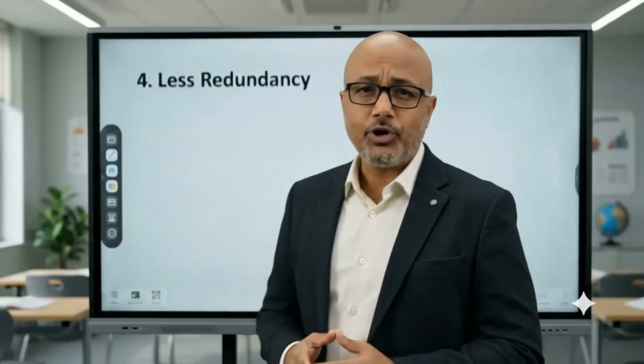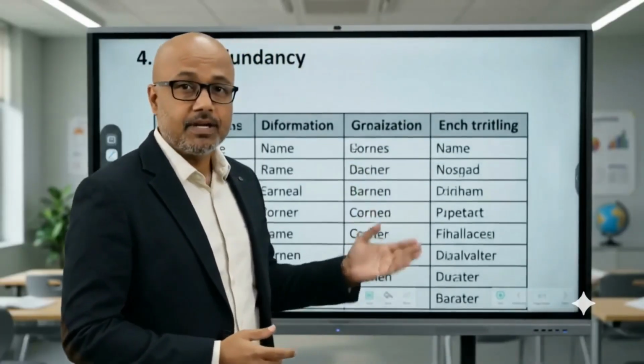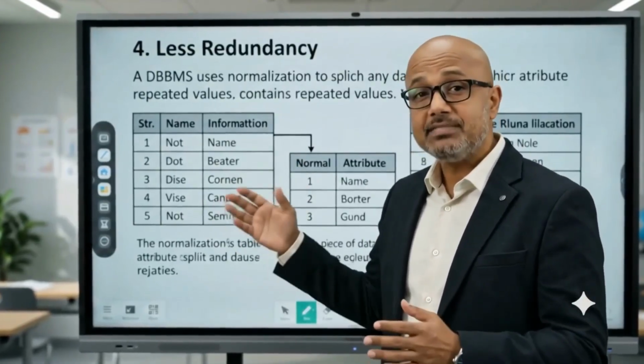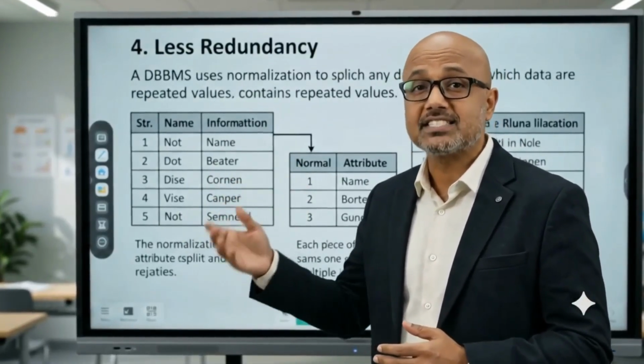Now for our final point, less redundancy. A DBMS uses normalization to reduce data repetition. This ensures the same data is not stored in multiple places unnecessarily.